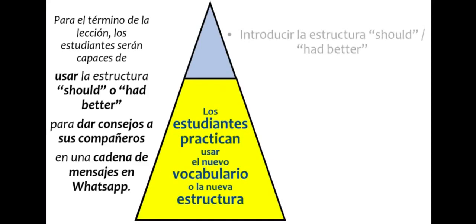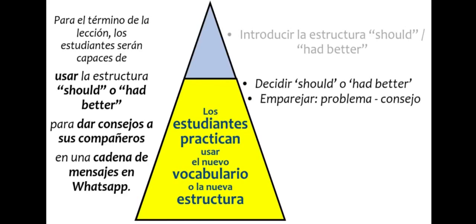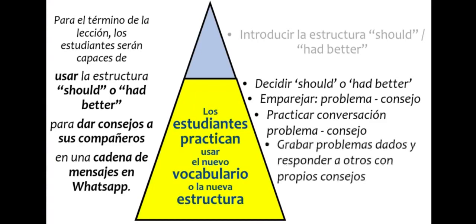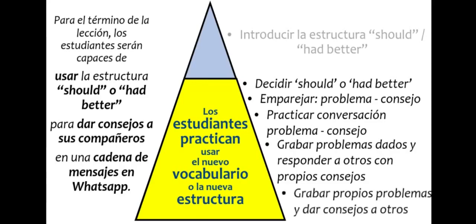And in this class, you're going to see I introduce the structure should and the structure had better. Then the students decide which one they could use with some examples. The students do a matching activity. The students practice a conversation with a problem and advice. The students, this part is in WhatsApp, record problems from a list and give advice using their own ideas. Again, this is in WhatsApp. And finally, in WhatsApp again, students record their own real problems and then give advice to their classmates' problems. So that's the lesson we're going to see today.